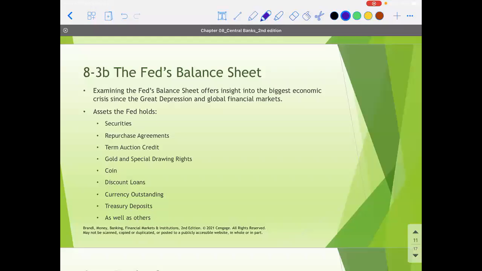So for you accounting people out there, you know who you are, and you like balance sheets, what are the assets of the Federal Reserve? Well, the primary one would be securities. These securities are bonds, other government-sponsored entity bonds, currency. There's some gold in there too.